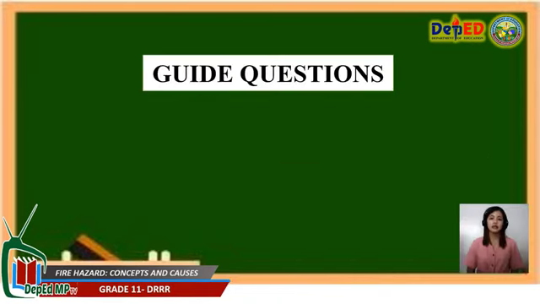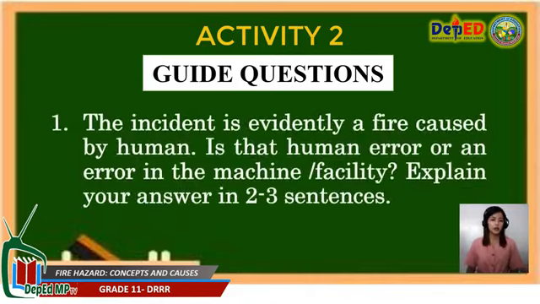Critiquing this article is not a very difficult task for you since you've been doing this in your subjects, creative nonfiction, reading and writing, and 21st century. I believe that you are ready to answer the following questions. Number 1. The incident is evidently a fire caused by human. Is that a human error or an error in the machine or facility? Explain your answer in 2 to 3 sentences.